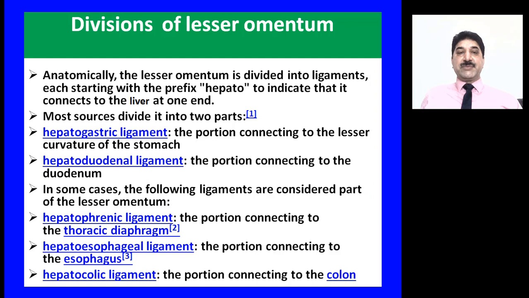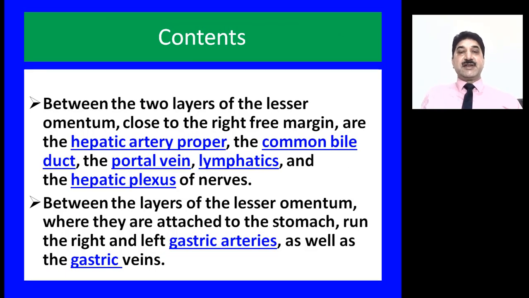Divisions of the lesser omentum. Anatomically, the lesser omentum is divided into ligaments, each starting with the prefix hepato to indicate that it connects to the liver at one end. Most sources divide the lesser omentum into the hepatogastric ligament and hepatoduodenal ligament, as already discussed. In some cases, the following ligaments are considered part of the lesser omentum: the hepatophrenic ligament between the liver and right dome of the diaphragm, the hepatoesophageal ligament between the liver and abdominal part of the esophagus, and the hepatocolic ligament, the portion connecting the liver with the colon.